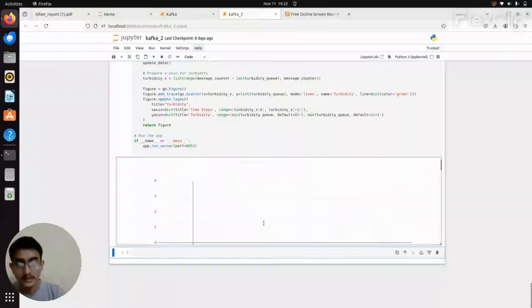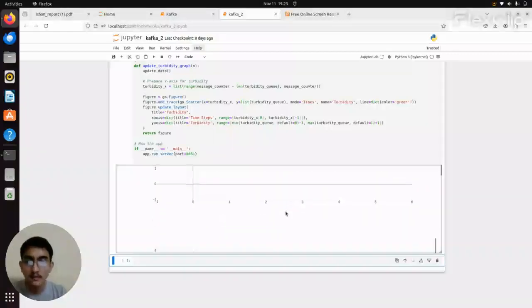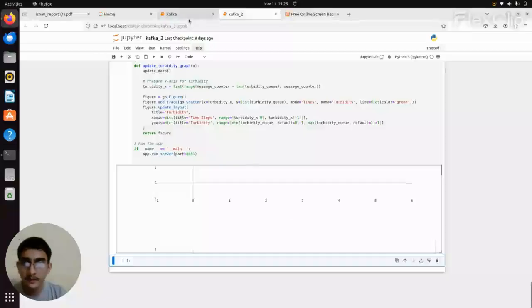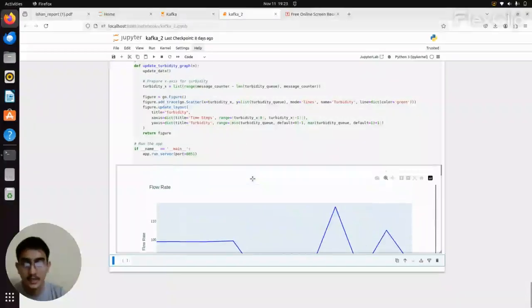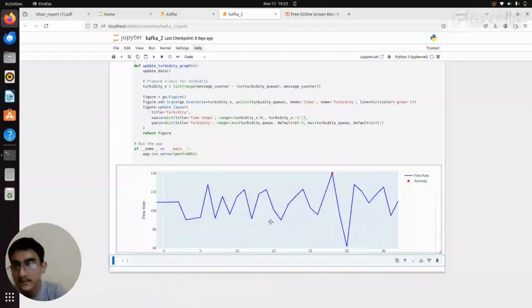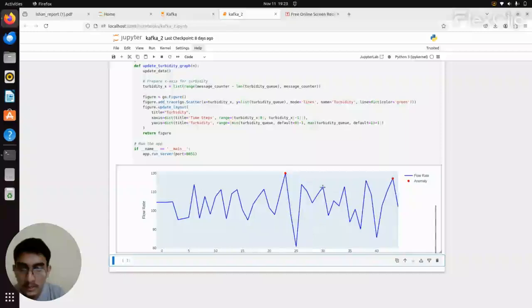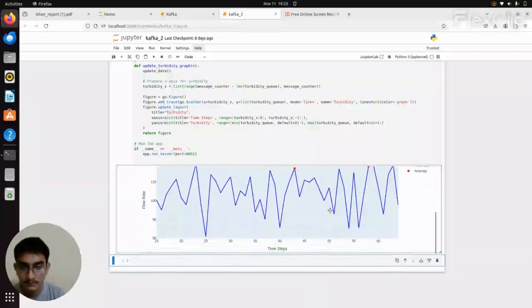Yeah, it gets running. So here also we display a real-time turbidity and flow rate dashboard with anomaly detection. As soon as a data point contains an anomaly, it starts to detect that anomaly. So let's say we were sending a mean flow rate of 100. As soon as I send the data here, these points are getting registered and shown. You can see there is one anomaly, but mostly there are no points detected as anomalies, and we can say our model is working well.